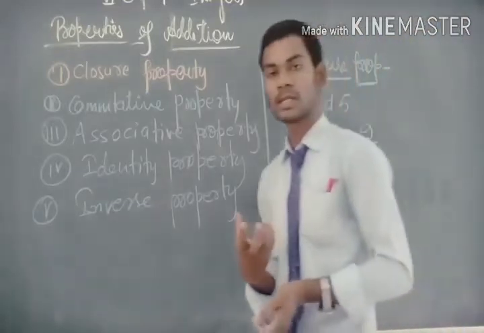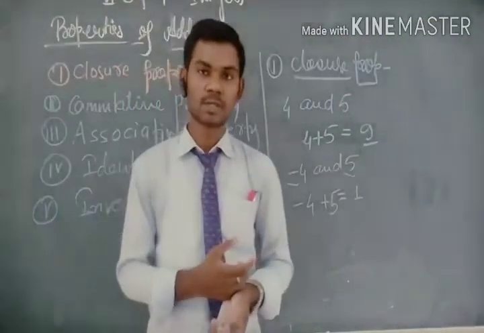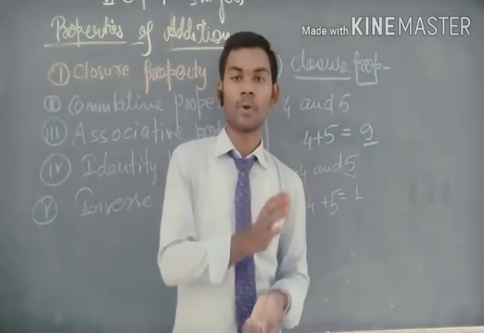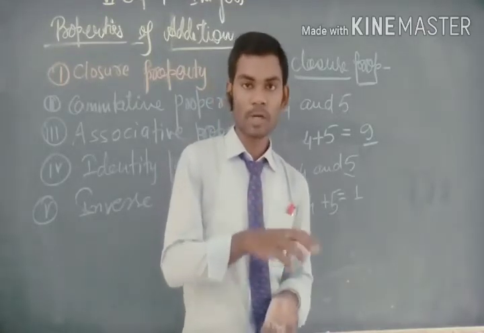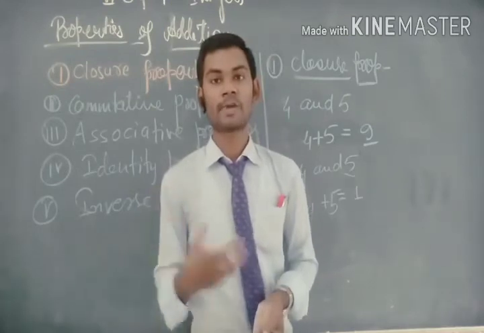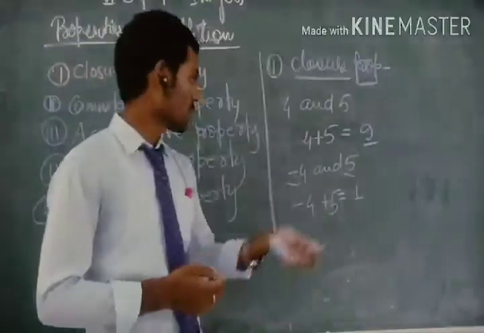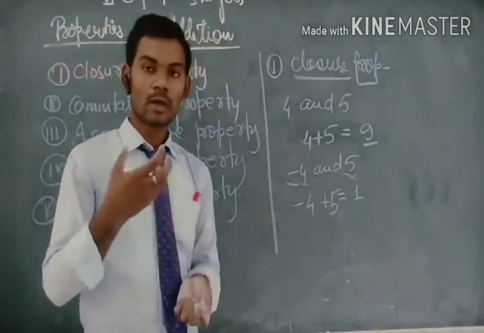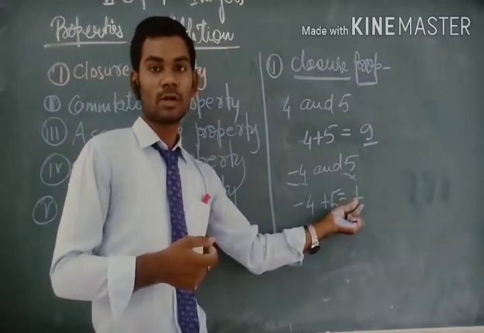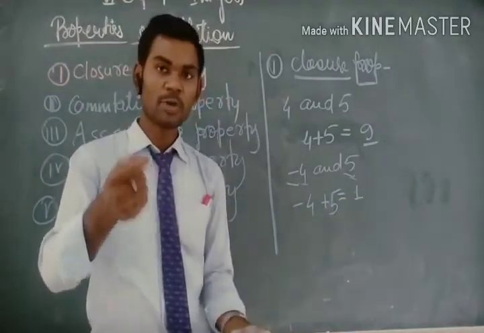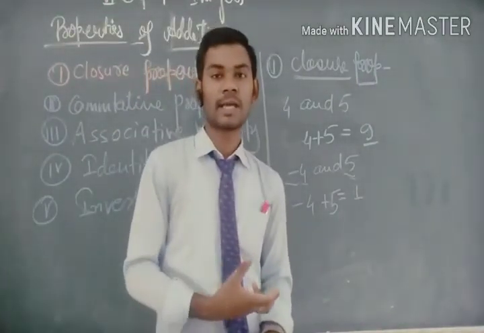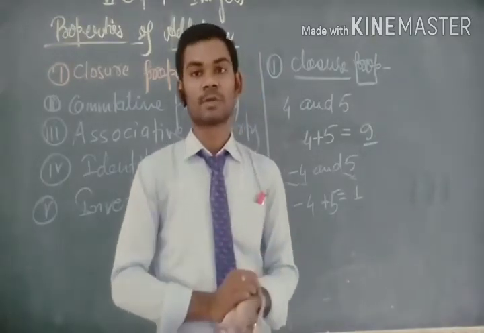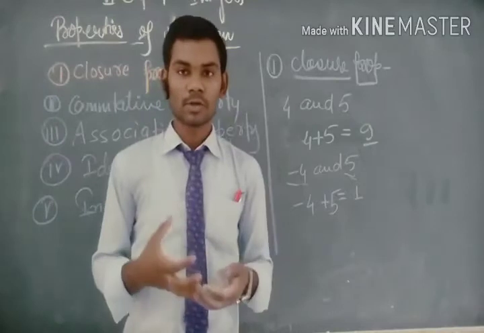The meaning of closure property is that if we take any two numbers, and the property of these two numbers resembles the property of the third number obtained after adding, then it holds. Here there are two integers, minus 4 and 5, and if the properties of these two numbers are the same for the third number, then we say that the third number also belongs to the set of integers, or that the third number is also an integer. Therefore minus 4 and 5 satisfy closure property. So this is the concept of closure property.